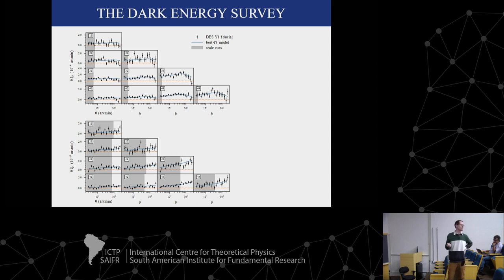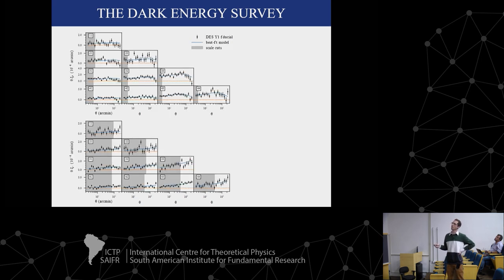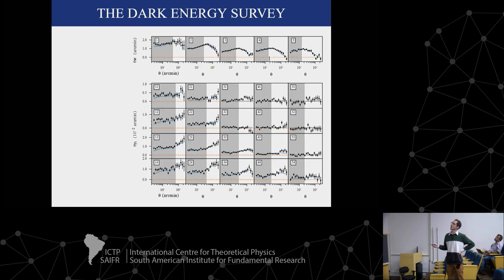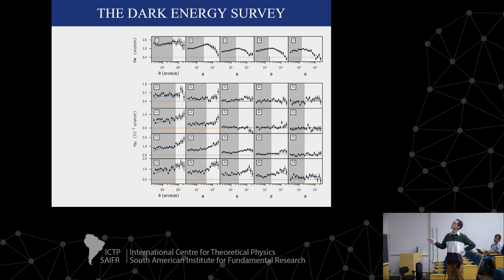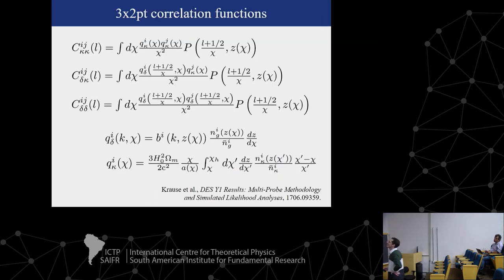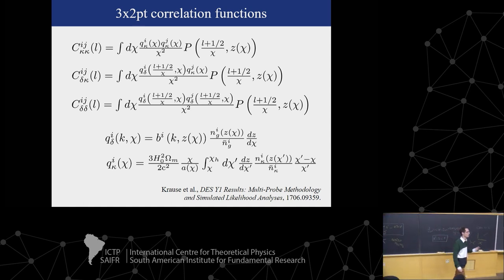So from the catalogs extracted from the images, these correlation functions are computed. Here I just show you an example of that. The correlation functions for shapes, and the cross-correlation between the shear and the positions. And here is just the correlation between positions. So we have this huge data vector that is our observable. And we want to compare it to our model, or better, to compare our model to it.